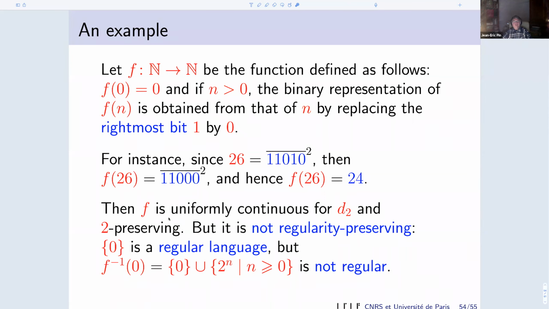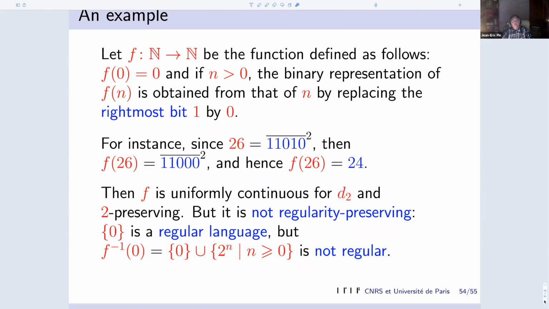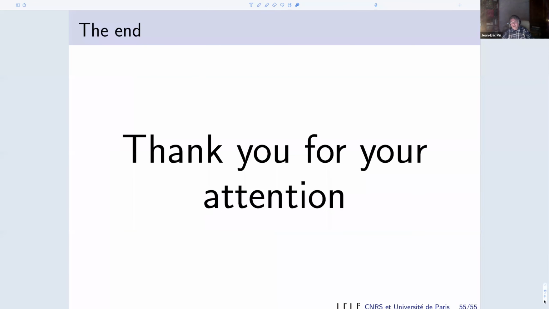It turns out that this function is uniformly continuous for d_2, it's 2-preserving, but it is not regularity preserving. So if you compute this, you obtain a language which is not regular. Okay, sorry for this, but this time, this is the end. And I would like to thank you for your attention.